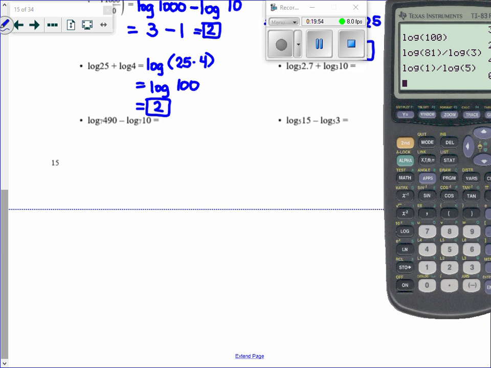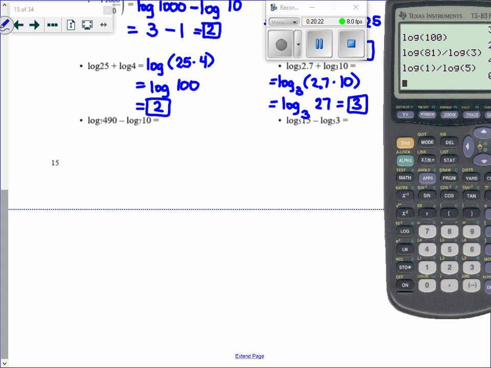Okay, log in base 3 of 2.7 plus log in base 3 of 10. That's the same thing as log in base 3 of 2.7 times 10, which is log in base 3 of 27, which means 3 raised to the what power is 27? 3 cubed, right.